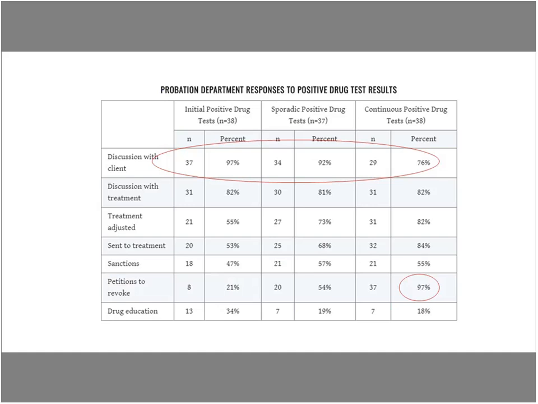So as seen in this figure, almost all respondents indicated their departments addressed initial positive tests and sporadic positive tests through a discussion with their clients. And that's supported by literature, as I mentioned earlier. Almost all continuous positive drug tests were addressed through a petition to revoke probation.